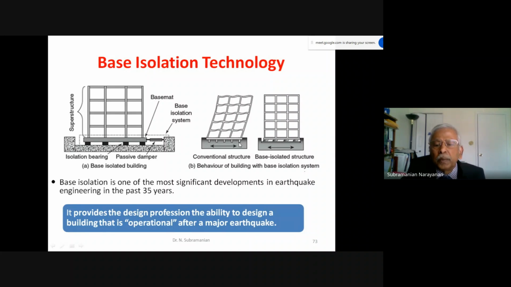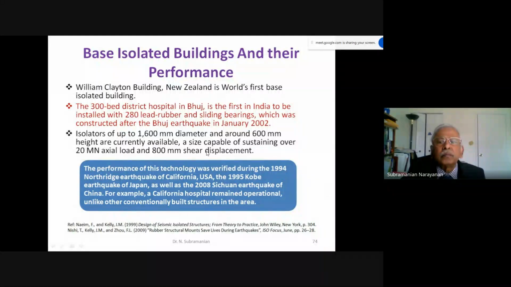So during the earthquake, only the isolation bearing moves, and the loads on the structure are considerably reduced. It provides the design profession the ability to design a building that is operational after a major earthquake. So let us check how these base isolated buildings performed during previous earthquakes.